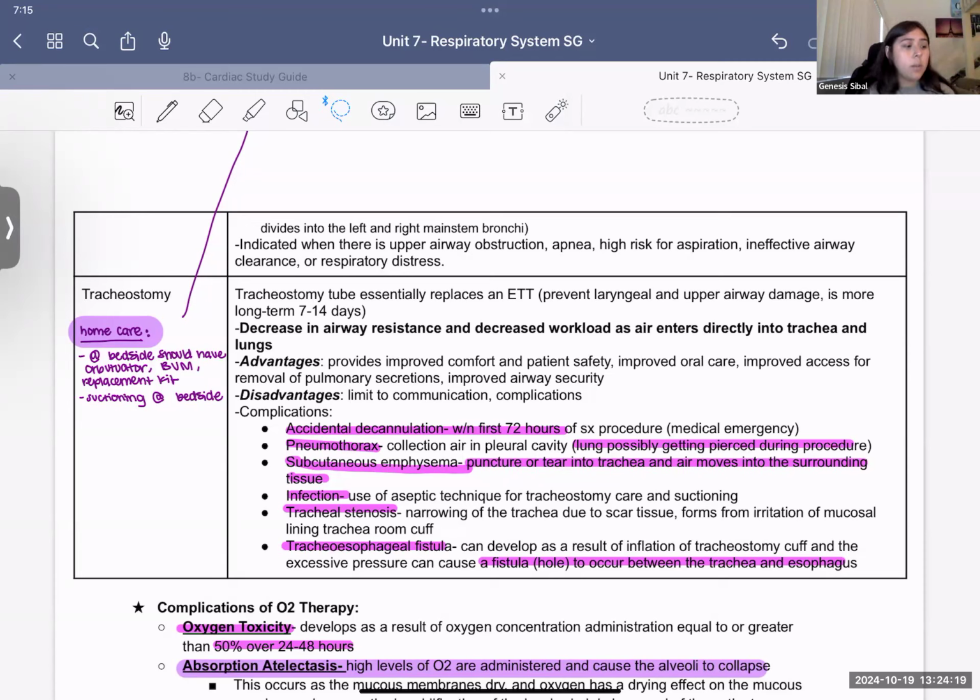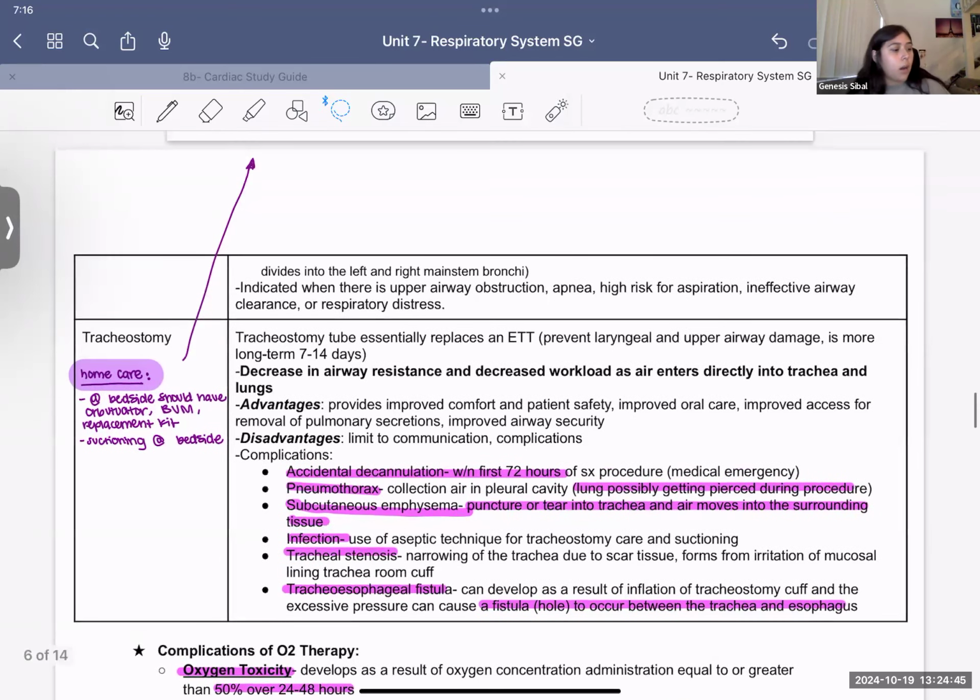So advantages are that they're able to have more comfort, more safety. It's improved oral care because, again, it's not going through their actual mouth. Improved access for removal of pulmonary secretions because you're actually able to suction, and you can with an ET tube as well. And then with disadvantages, you're limited in communication and you have complications, but obviously with an ET tube you have limitations to communicate because it's literally in their mouth.